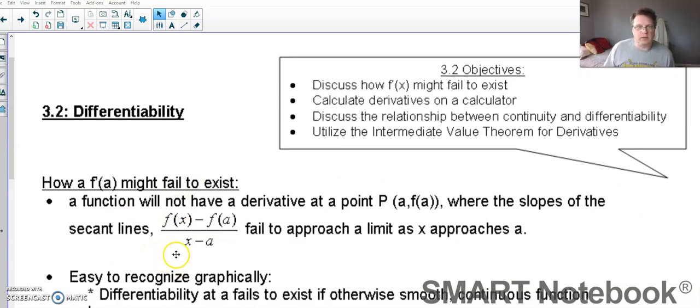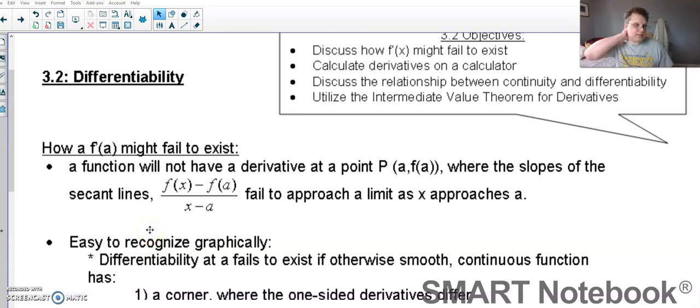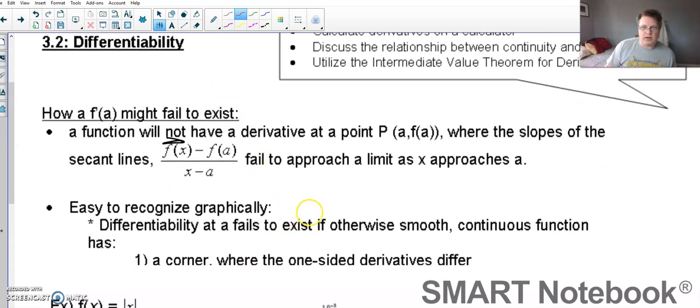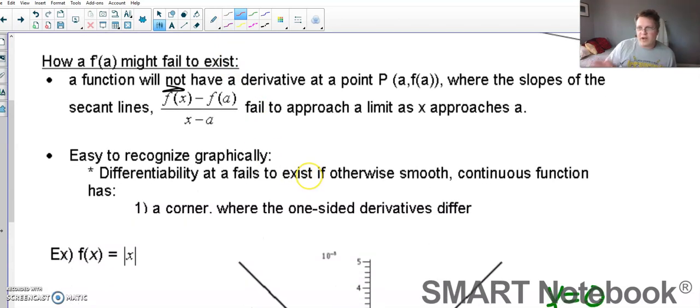So, differentiability. How might the derivative fail to exist? Here, the function will not have a derivative at the point where the slopes of the secant lines fail to approach a limit as x approaches a. It could happen that they fail, but we saw this in chapter 2 with our discontinuity, with our limits approaching one negative infinity, one positive infinity. Here, we're going to try to recognize them graphically in our head.